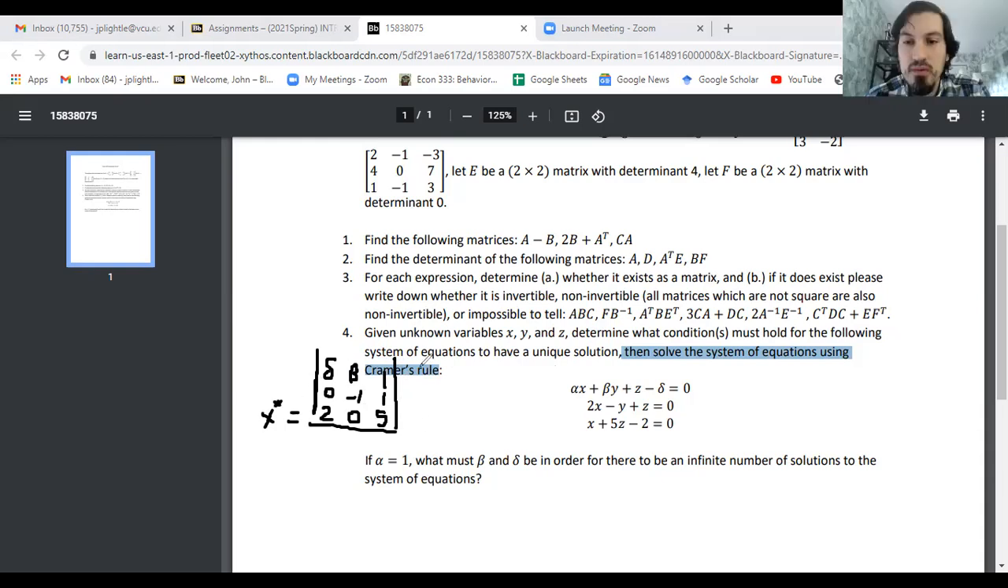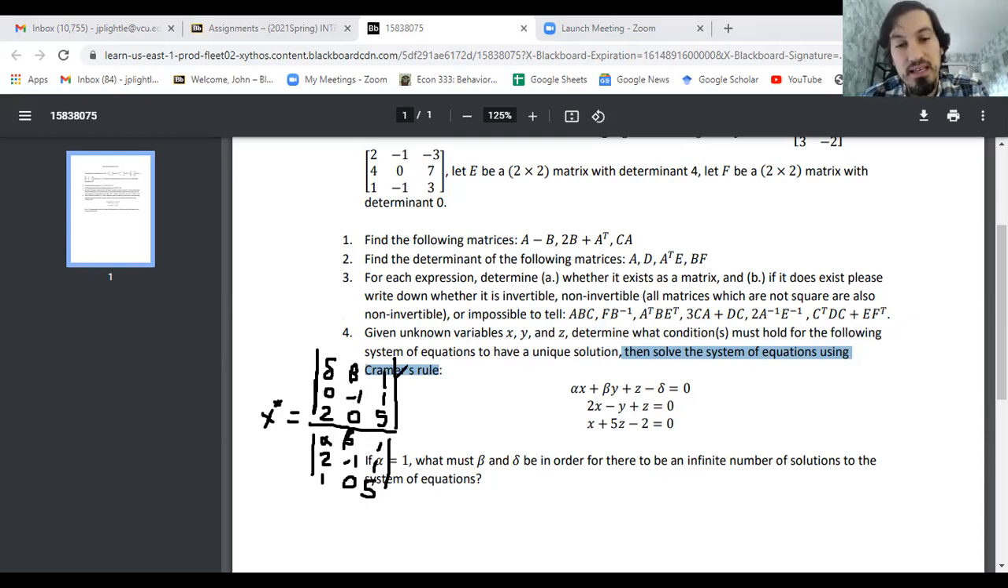So just like before, it's okay that there's a parameter here, delta, and there's a beta here instead of a number. Just treat those like numbers, and you can find the determinant of that 3 by 3 matrix. In the 3 by 3 matrix on the bottom, instead of this, it's alpha, 2, and 1, but the other ones are the same. Beta, 1, -1, 1, something like that, 0, 5. That's what X star is.